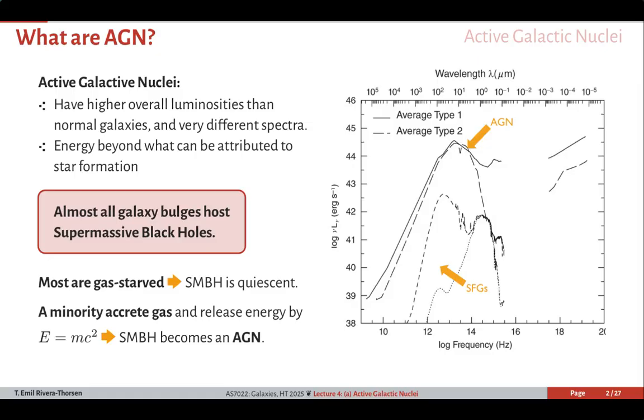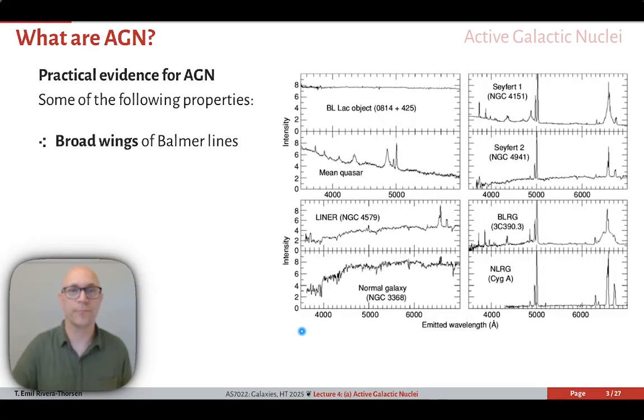But a minority of these black holes do accrete gas, and they release energy by the E equals mc squared Einstein formula. And given that c squared is a very, very large number, that means that these supermassive black holes can begin to emit very, very large quantities of energy, and they become active galactic nuclei, or AGN.